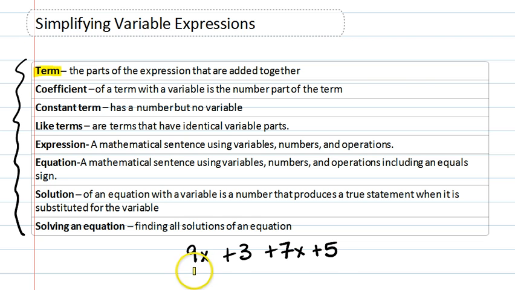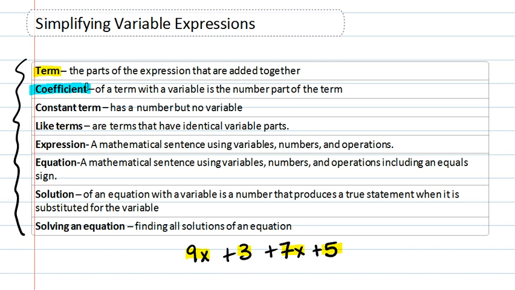Let's look at our variable expression here. We have a set of terms that are being added together. 9x is a term, 3, 7x, and 5 are all terms because they're the parts of the expression that are being added together. Our next vocabulary word is coefficient.